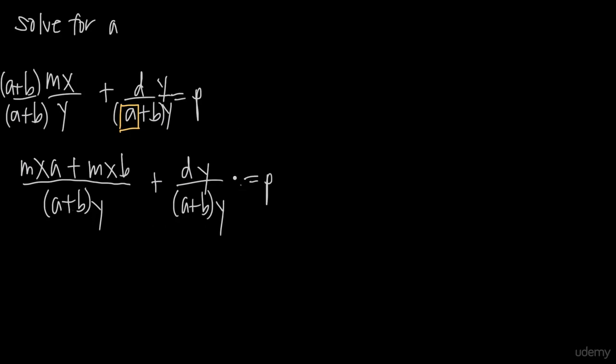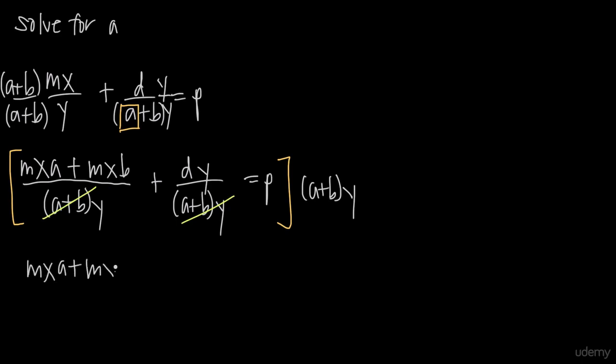Now we need to eliminate the fractions from the left-hand side, which we can do by multiplying both sides of our equation by this denominator from the left-hand side. So we're going to multiply both sides of the equation by the denominator, quantity a plus b times y. That'll get the denominators to cancel on the left-hand side, leaving us with only the numerators. So we'll get mxa plus mxb plus dy is equal to, and here's where we multiply p by quantity a plus b times y, we'll do py times quantity a plus b.